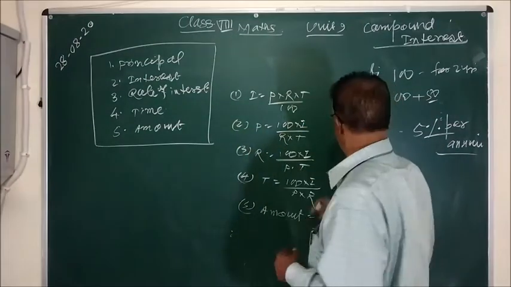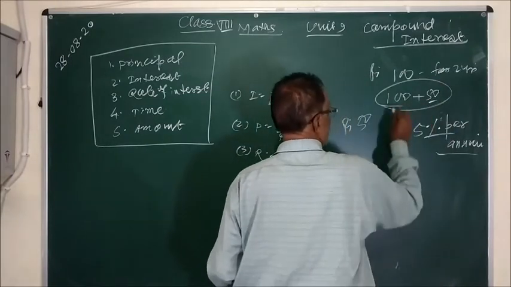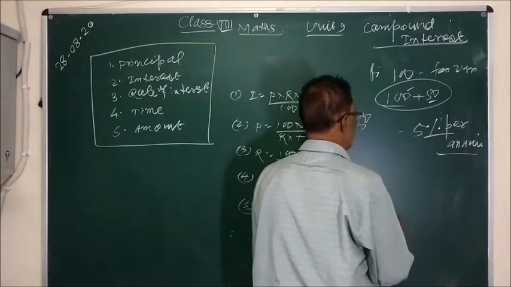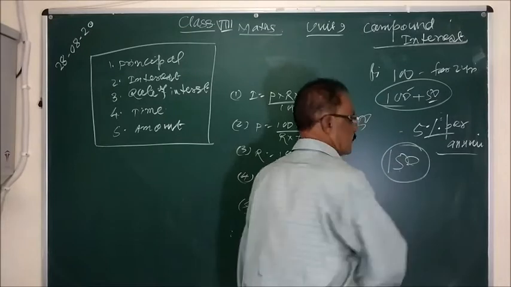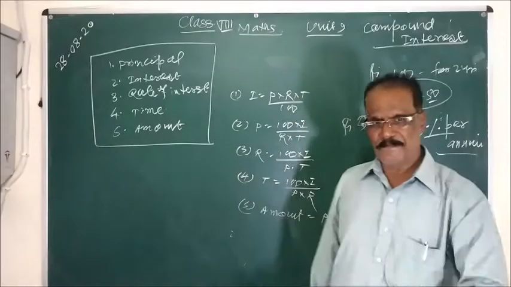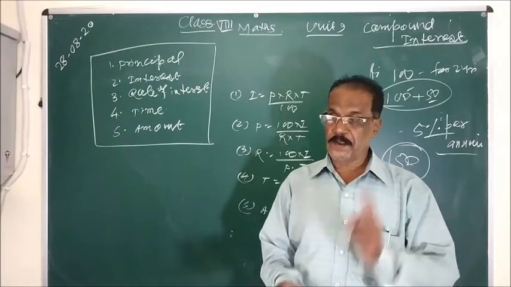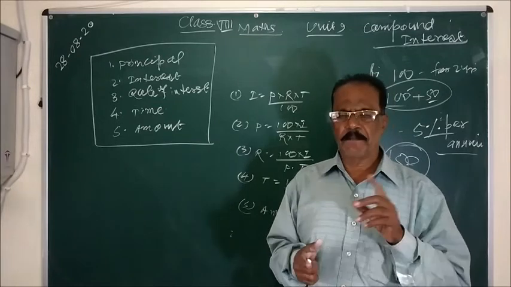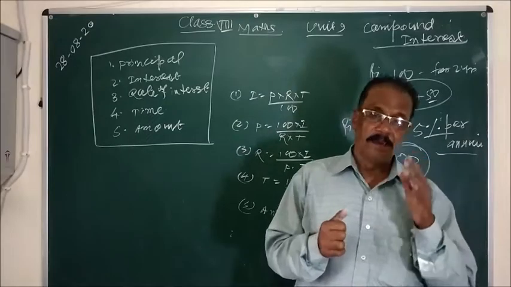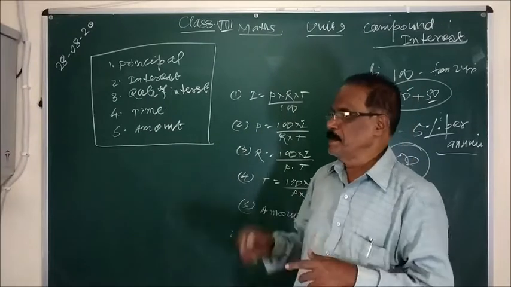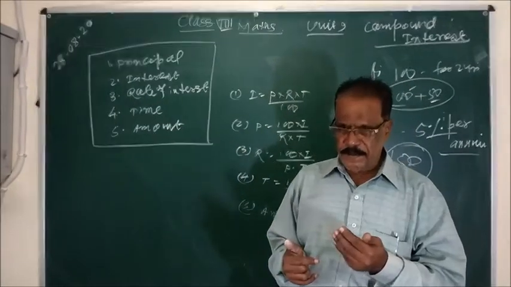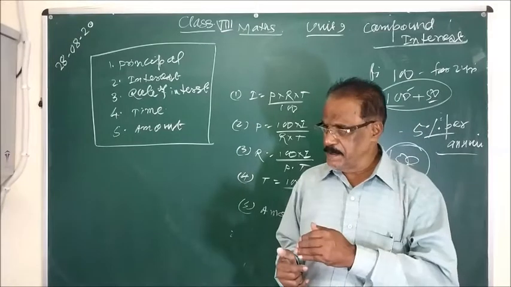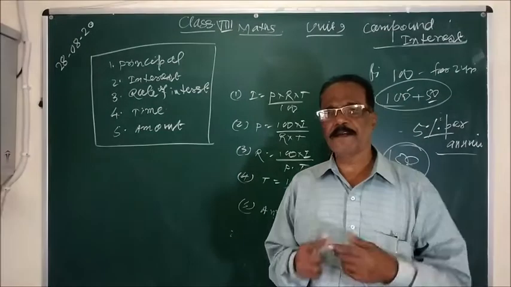And amount means, for example, 100 rupees is the principal given and 50 rupees extra money, so that is 150. This is called amount. Amount means principal plus interest. Interest is included in the principal, that is called amount. Amount here should be clear: amount does not mean the amount we associate with money. Amount means the amount of interest. The money which is given as interest added to the principal, that is called amount.